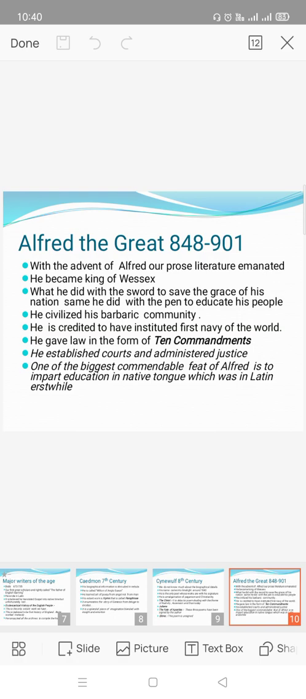And one of the biggest and most commendable feats of Alfred is to impart education in the native tongue, which was Latin erstwhile. Before the advent of Alfred the Great, Latin was basically the language of Britain, but only the elite section used to read and write in Latin, and the people belonging to the lower section of society were unable to understand it, speak it, or continue with Latin as a medium of instruction. So he is the man who got the most important books translated, and started educating his people in their native tongue.